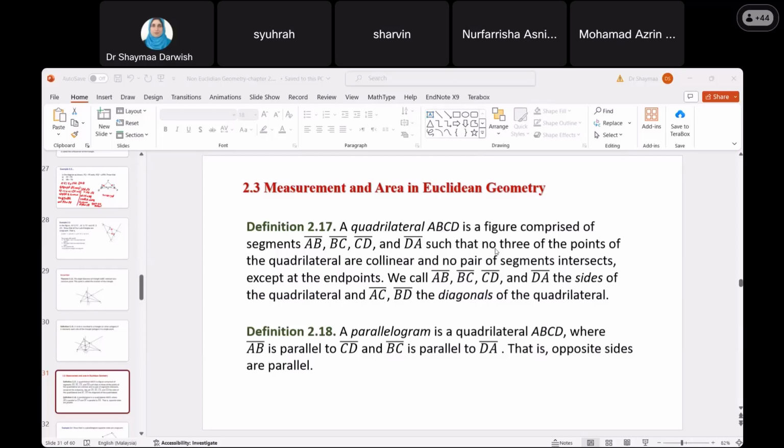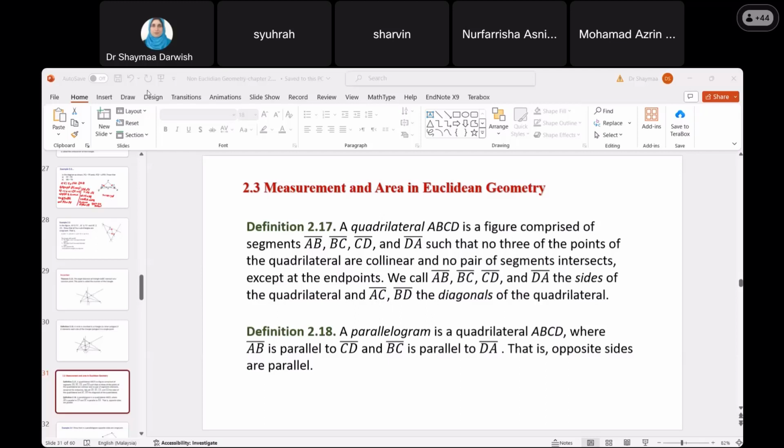First condition, no 3 points are collinear. I mean, no 3 points on the same line. You can find 2 points on the same line, but no 3 points on the same line. And no pair of segments intersect except at the endpoint. I mean that each two sides intersect only at one of the vertices of the quadrilateral. Then we call AB, BC, CD, DA the sides, and AC and BD the diagonals.